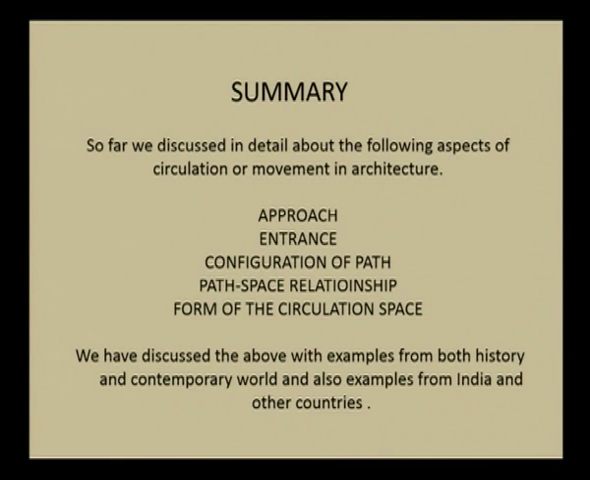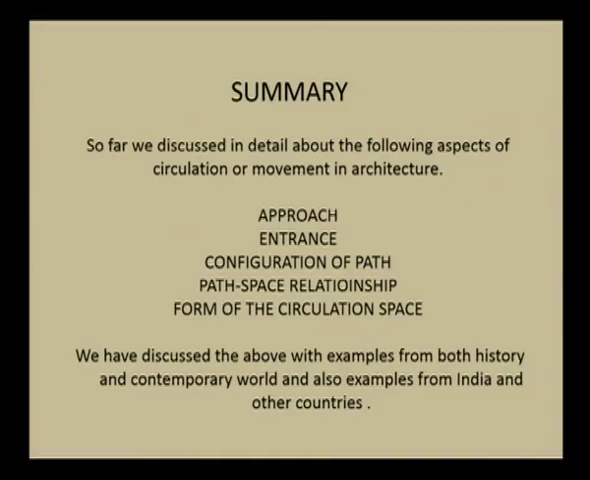Then we saw the configuration of a path, in what patterns a path can be arranged, and every pattern has a different usage. After configuration we saw how a path can be related to the space that it is connecting. We saw three categories in path-space relationship. Then we saw how a space of circulation, a path, can have a form, and how the form can be very meaningful. We saw it with history examples, and also some contemporary examples of different forms of circulation space.